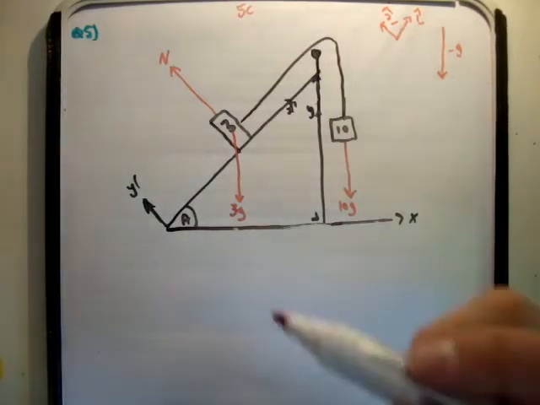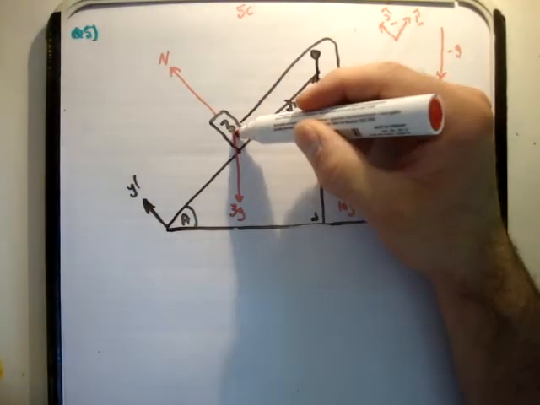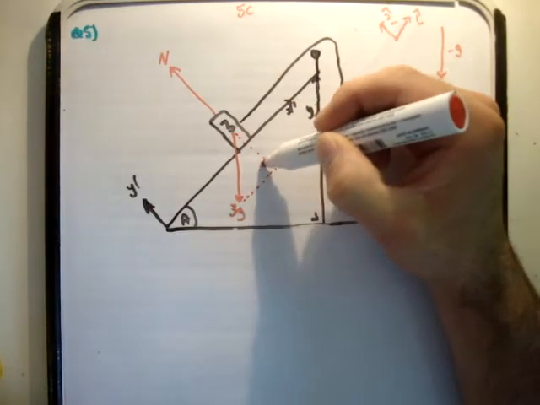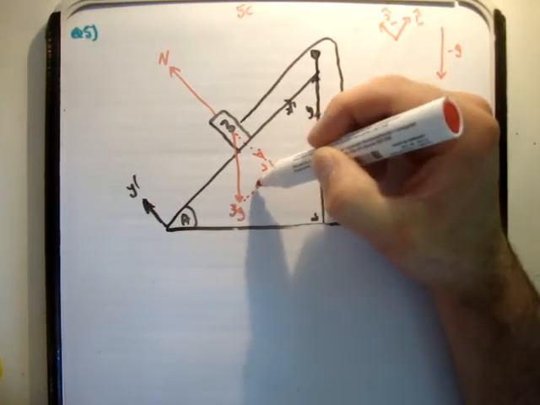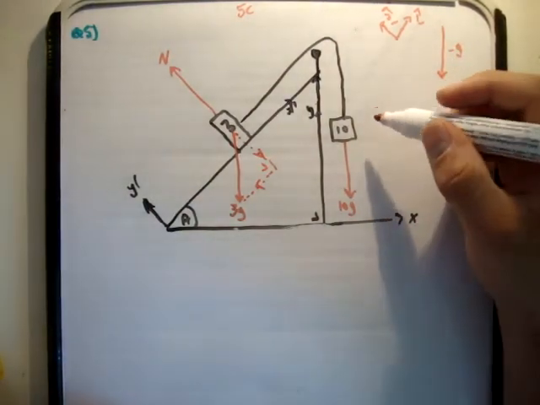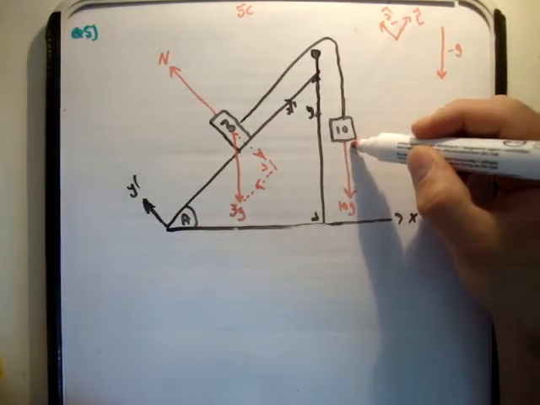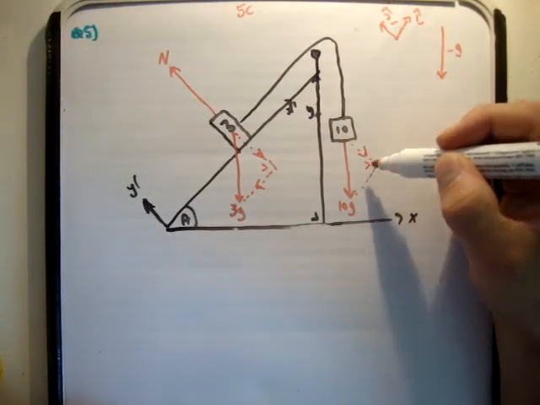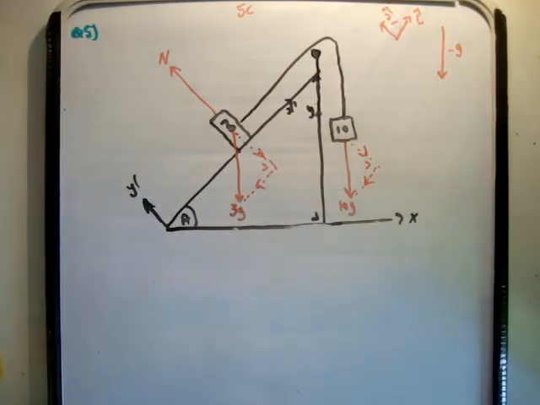So let's go about doing this. Let's resolve the weight vector of the 3 kilo mass. So we go parallel to the y prime, parallel to the x prime, put them at right angles, and they must be in these directions there. Similarly, we need to do it for the weight of the 10 kilo mass. So we go parallel to the y, parallel to the x, put them at right angles, and they must be in these directions here, like so.